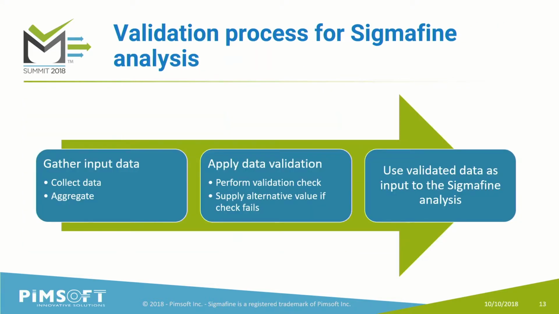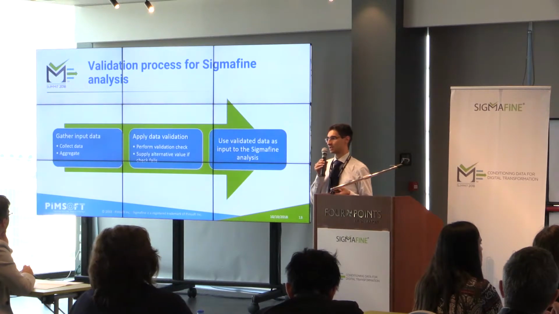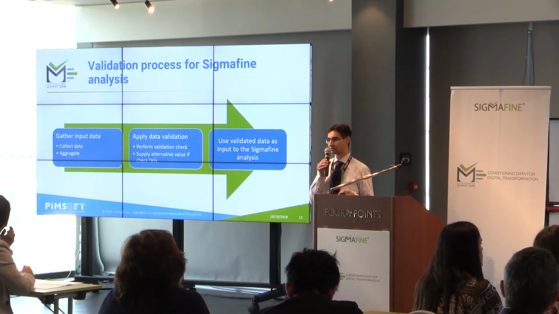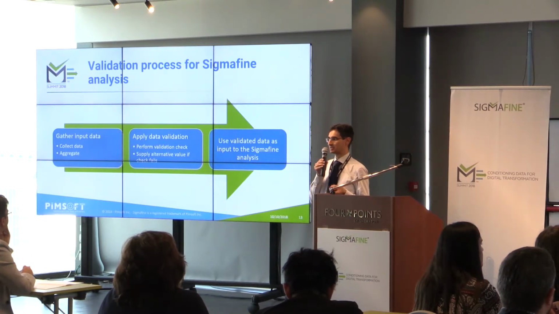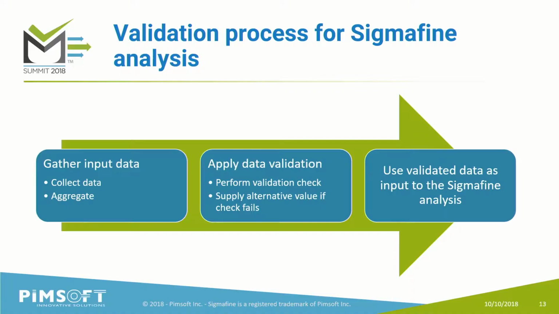Overall, the idea is that during the data collection, you don't send the raw data directly as input to the Sigmafine analysis, but there is a validation stack in the middle where Sigmafine checks the raw data to see if it is fine or not, and if it's not fine, acts in some way. And you can specify some rules, and thanks to the flexibility of AF, you can decide which rule to apply in case you encounter a data issue.